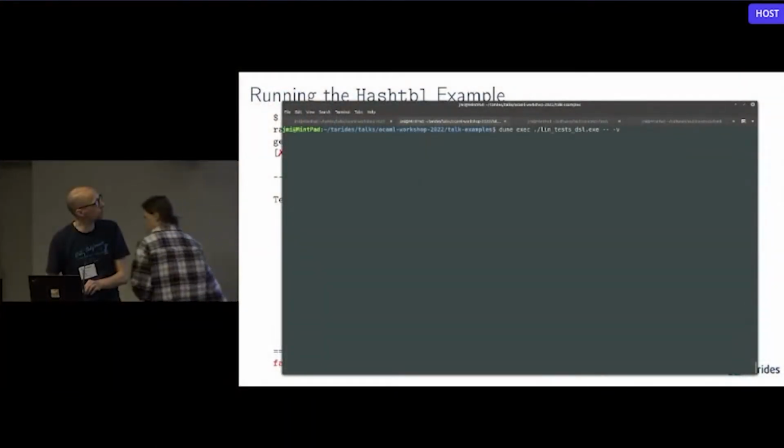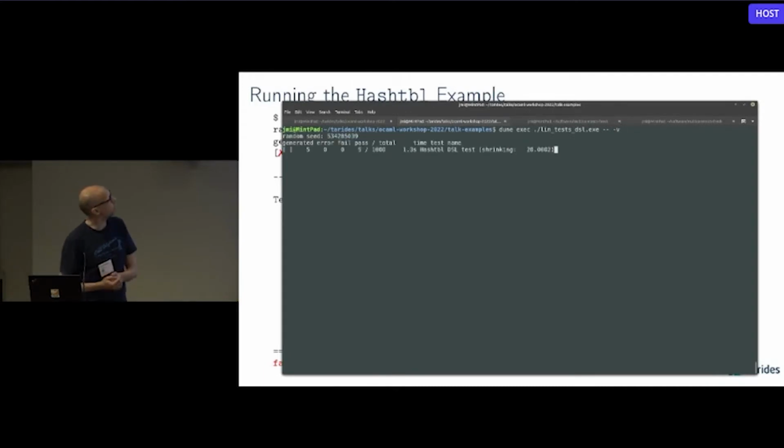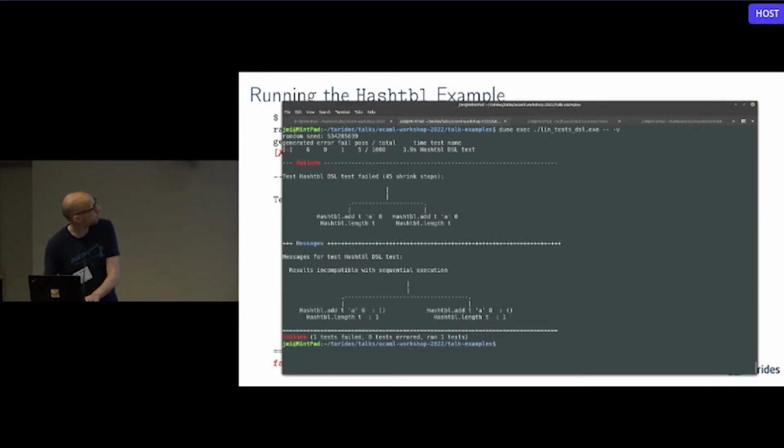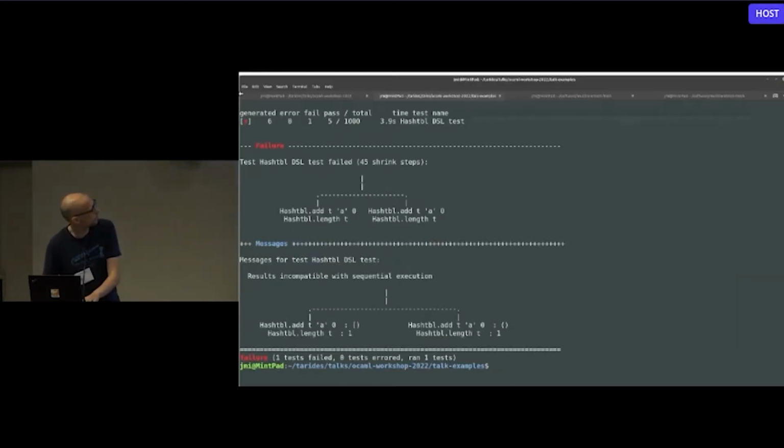All right, so if you try to run something like this, and yes, brace yourself for a catastrophe. Can you make the font larger? I can try to. You get something like this. So we asked it to run 10,000 tests. In the fifth one, we found something that failed. Then there was some shrinking steps, and then a printout.